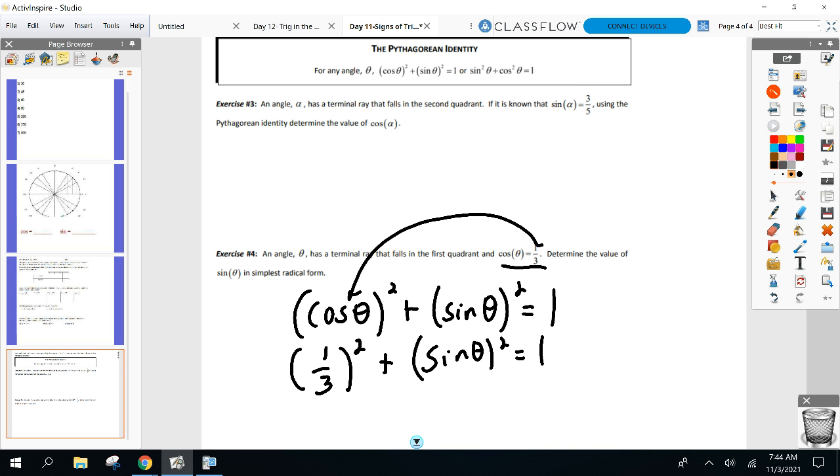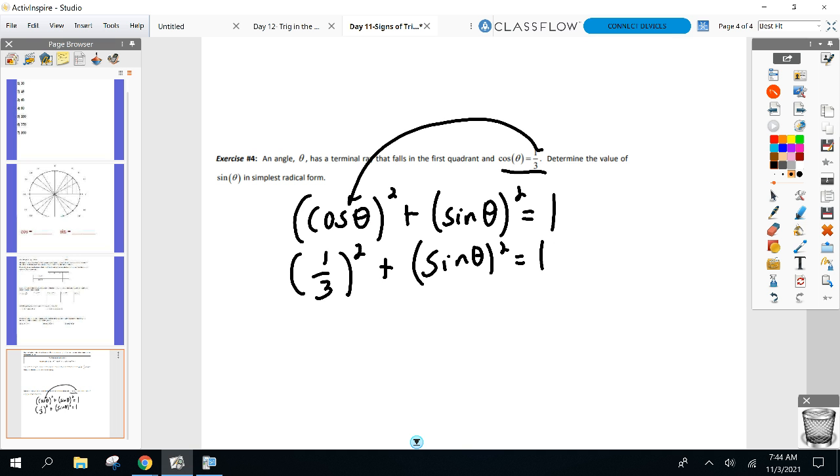Just plug in and go now. The toughest part is going to be the algebra. So everyone goes to their calculator, does 1/3, all squared. I'm hoping we know how to do that in our calculator at this point. If you square 1/3, you get 1/9, plus sine theta squared equals 1. Get the 1/9 out of there. How? Move it over, subtract it, minus 1/9 on both sides.